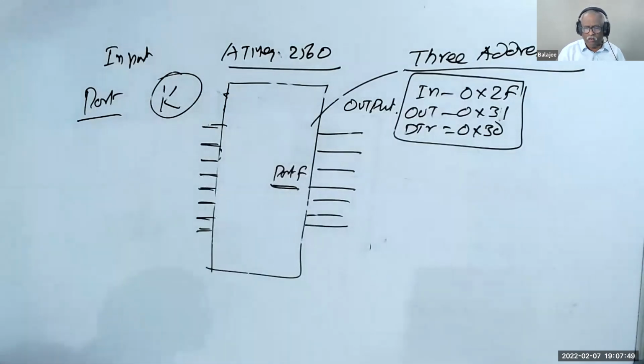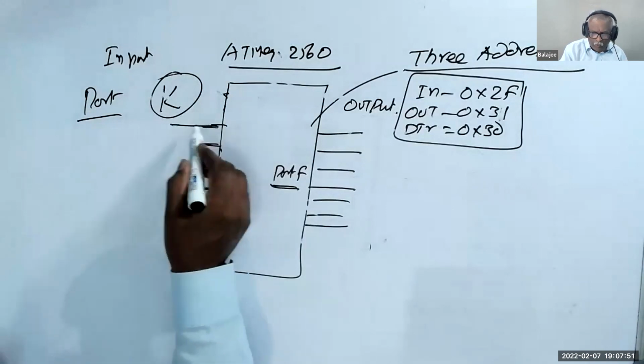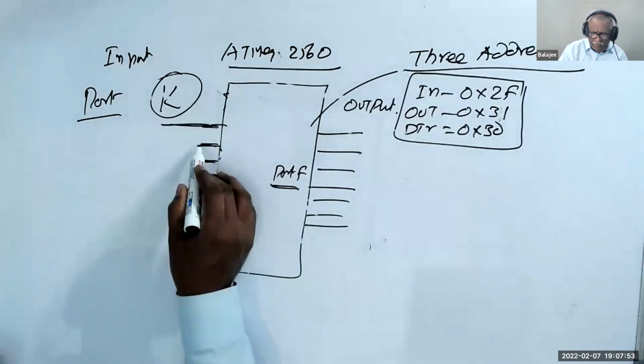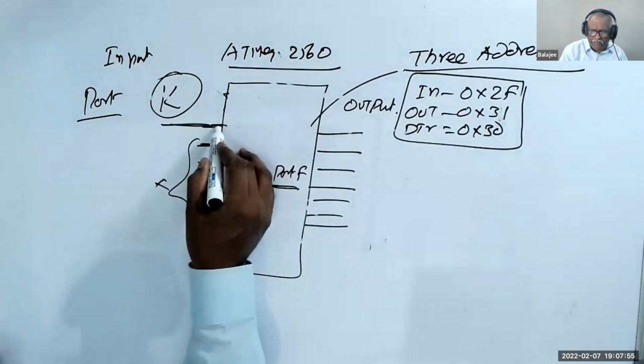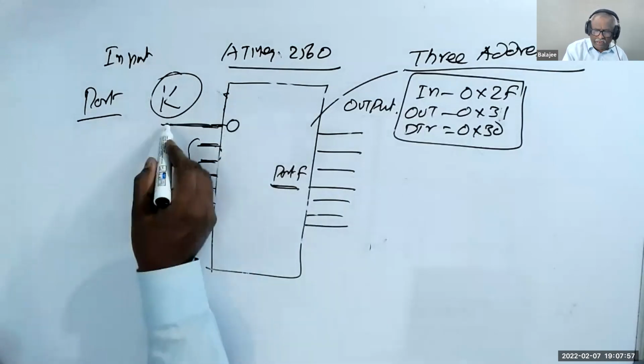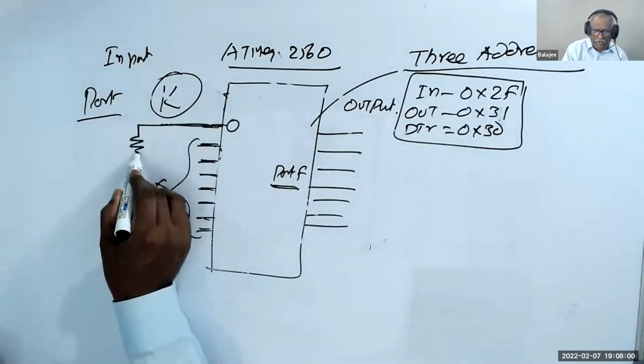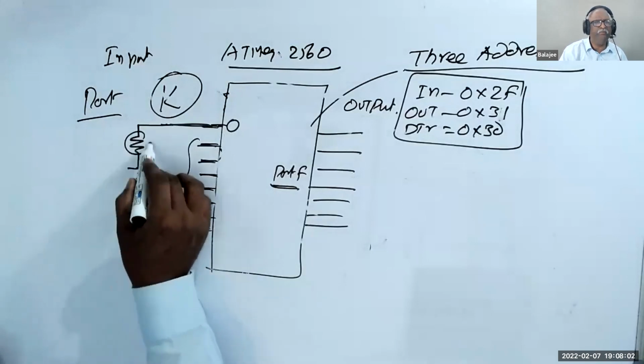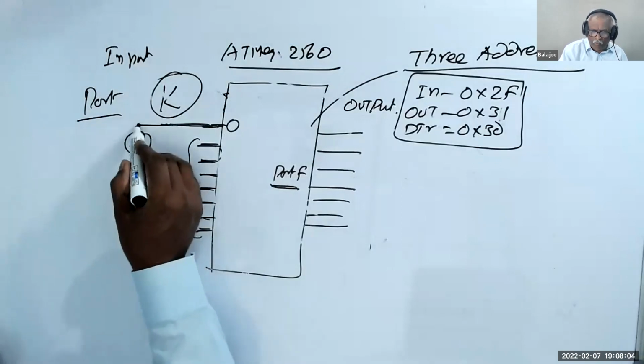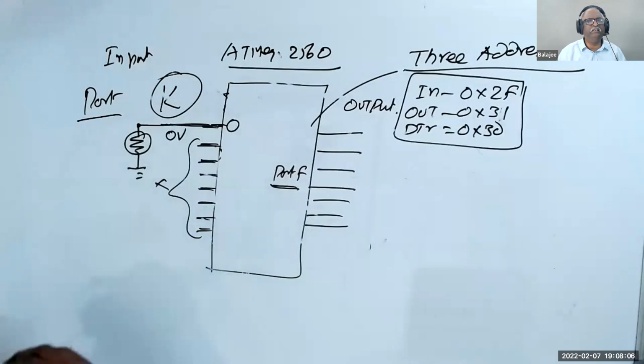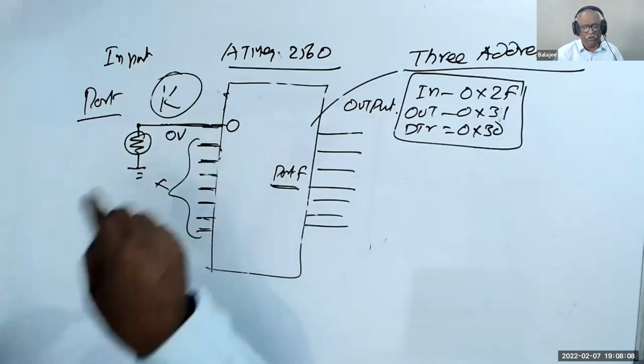Now, we take only one pin. Forget about the other pins. The other 7 pins, we don't use. We use only one pin, bit number 0. I connected that to the ground through one LED resistor. That means this pin will always be 0 volt.